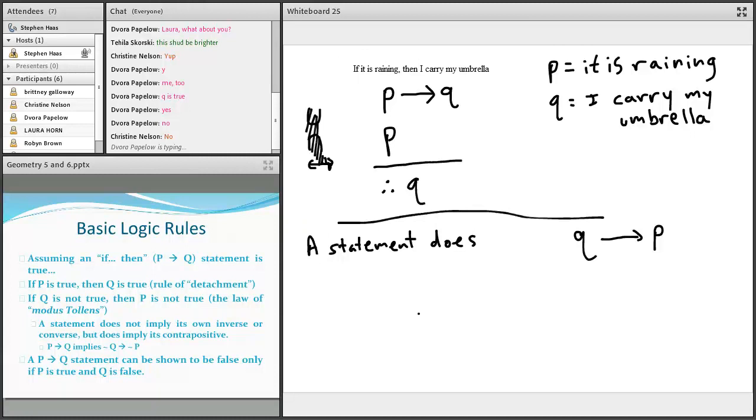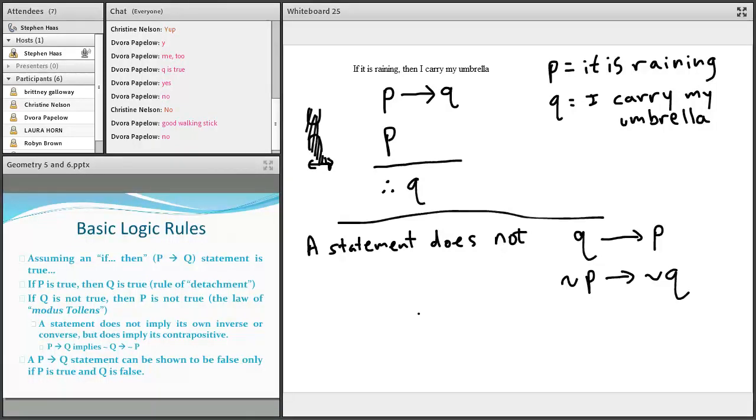A statement also does not imply its inverse. Inverse means, in case not P, then not Q. For example, if it's not raining, then I don't carry my umbrella. Is that necessarily true? Also, that's not necessarily true. Just because it's not raining, I might be carrying my umbrella for another reason.